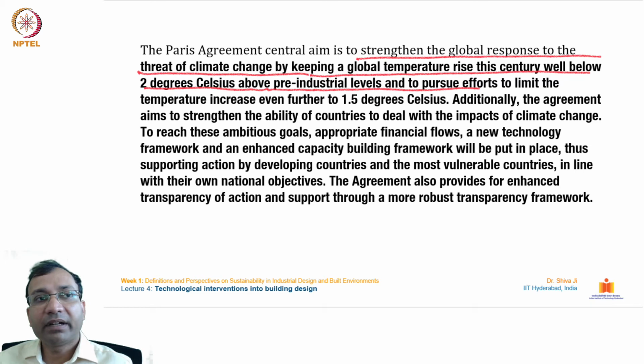Additionally, the agreement aims to strengthen the ability of countries to deal with the impacts of climate change. To reach these ambitious goals, appropriate financial flows, a new technology framework, and an enhanced capacity building framework will be put in place, thus supporting action by developing countries and the most vulnerable countries in line with their own national objectives. The agreement also provides for enhanced transparency of action and support through a more robust transparency framework.